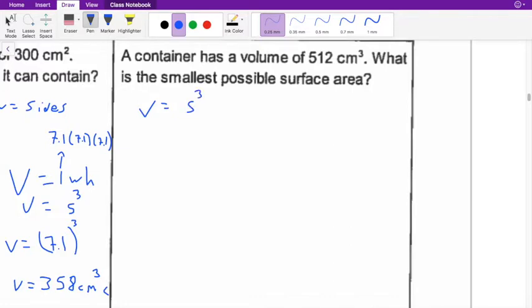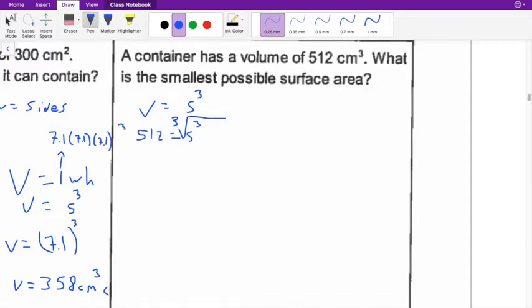Now we know that the volume is 512 equals S cubed. Now just as the opposite of a square was a square root, the opposite of a cube is the cube root. And you'll find it on your calculator because it will have a 3 right here.